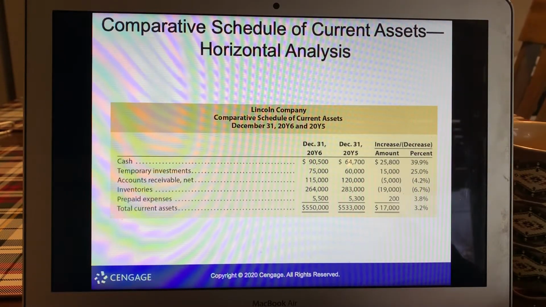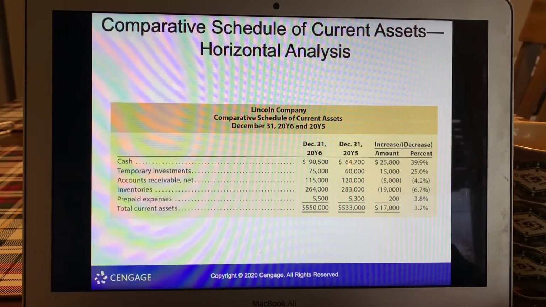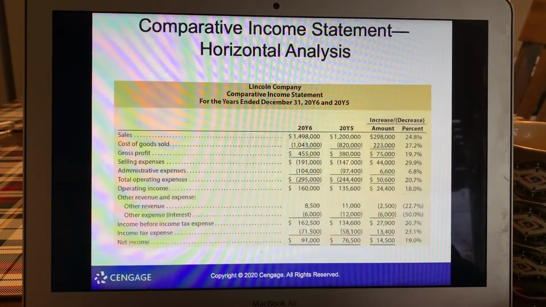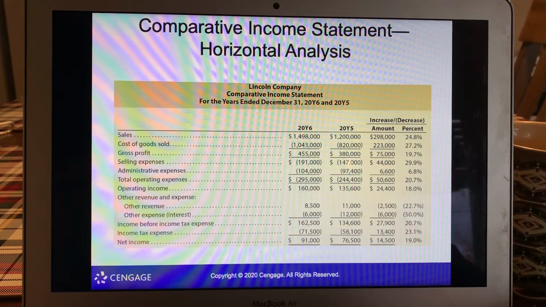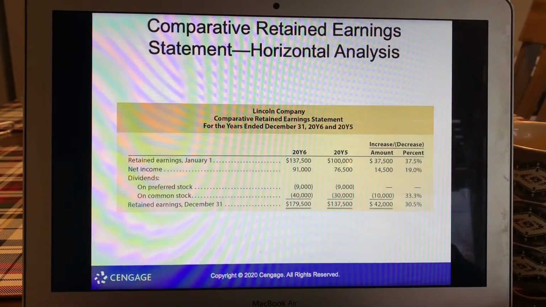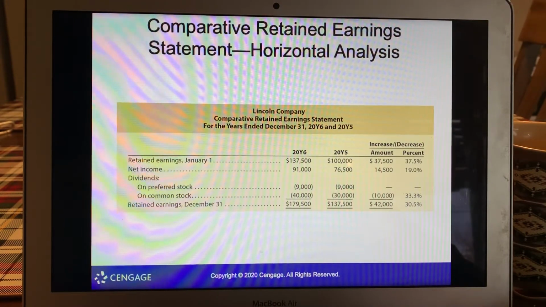Comparative schedule of current assets, horizontal analysis. We kind of looked at this a little bit earlier in a previous chapter, but again, the whole semester we've been looking at horizontal analysis, a comparison to look at increases and decreases, okay, and a percentage increase and decrease. So here's an income statement horizontally analyzed, so take a look at that as well. Comparative retained earnings, again, looking at how we did compared to a previous year.